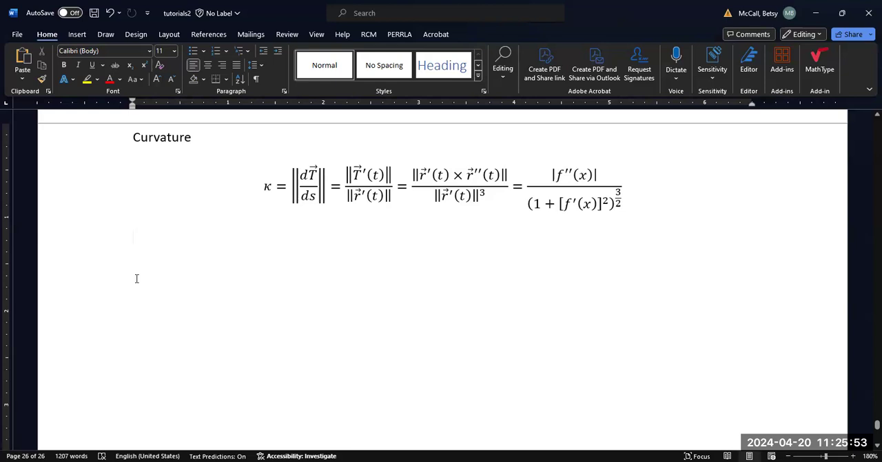All right, so the curvature formula comes from this idea of taking the derivative of the tangent vector with respect to the arc length. That's the formal definition of curvature. However, calculating this directly is quite a challenge. Converting a function in terms of time into a function of its arc length for most functions is extremely challenging.